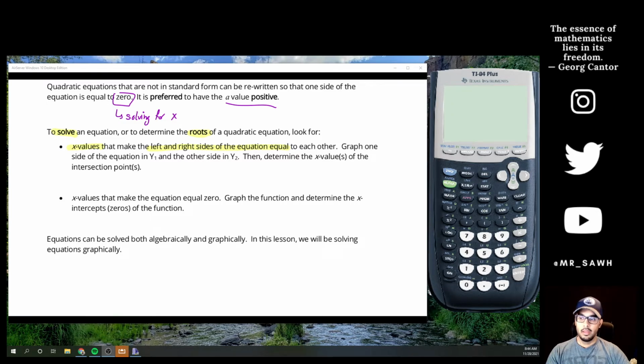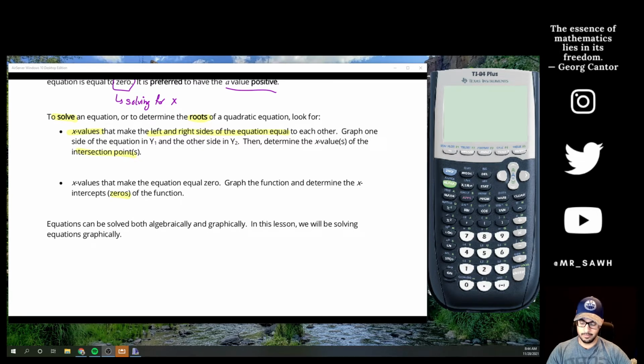Or if my equation is equal to 0, we're looking for the x-intercepts, and on our calculator they are straight up called the zeros. So if my equation is equal to 0, I'm looking for zeros. If it's equal to two expressions, left side and right side, we're looking for where they intersect. And we'll do both on this calculator here to show you where all the buttons are and how things are going to work. So we're going to do all of these graphically.